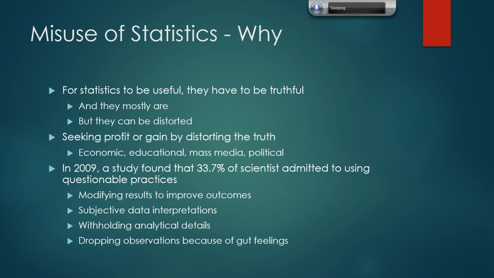Oftentimes studies will reveal multiple results, some of which can be really useful and some of which can be really counter-useful. And sometimes a researcher will leave out the counter-useful ones. And then there are also instances of researchers who just drop observations because they feel like they're not right. Even though the data returned a particular result that said, this is what the study is telling me, the researcher looks at it and goes, nah, that can't be right. And so they just drop it without any further testing, without actually validating that it's wrong.